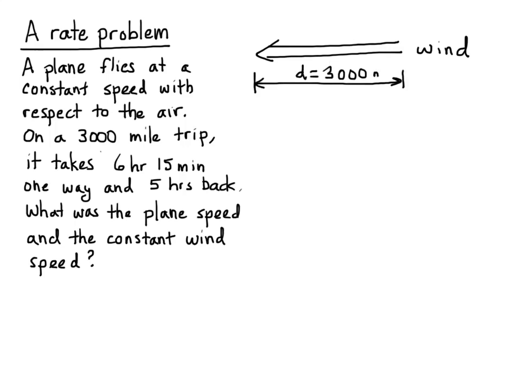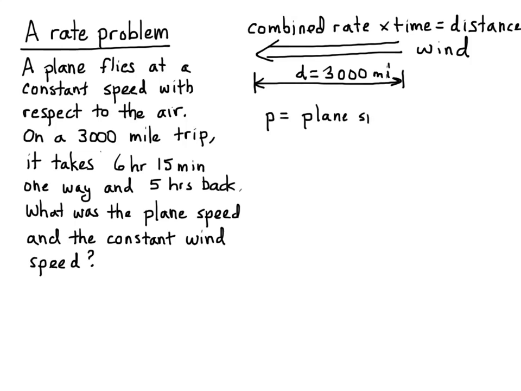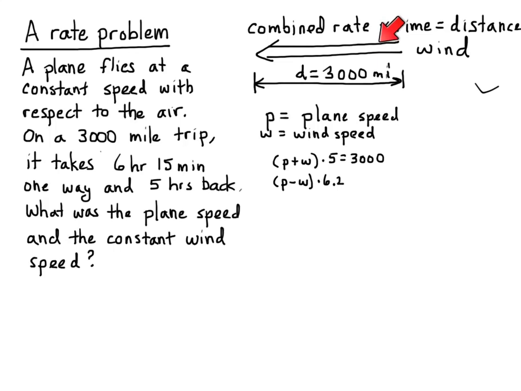And so if I draw up a diagram, this is what I have. We'll start from the diagram. So I have wind going in a certain direction. I'm going to go both ways on a 3,000-mile trip, and I know my combined rate times time equals distance.